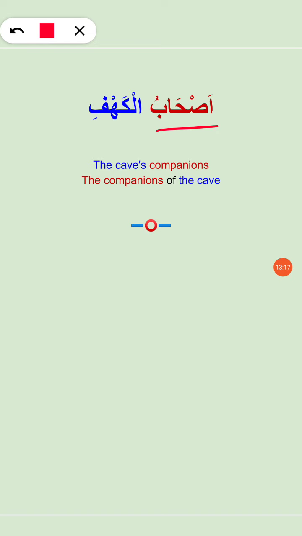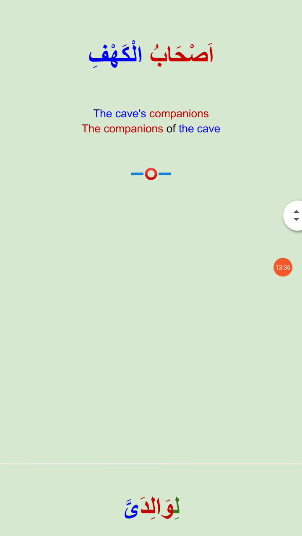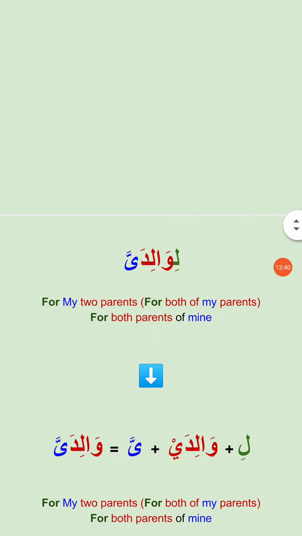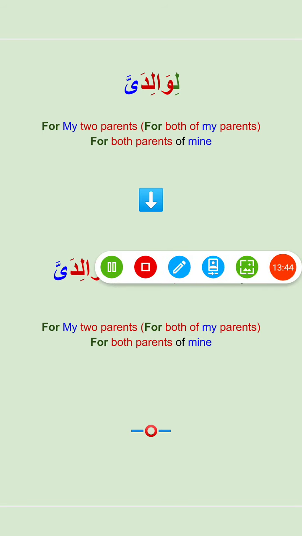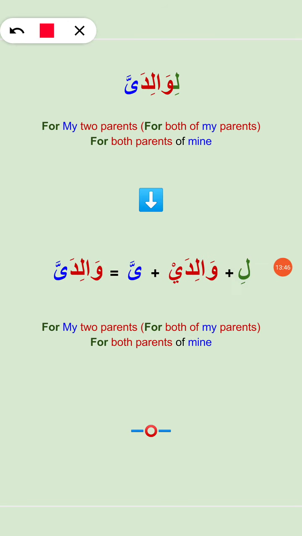Next, Ashabul Kahfi. Companions, the companions. And why the companions? Because the mudaf ilayh has al, therefore it's marfa. So since this is marfa, this mudaf also becomes marfa. And al-kahfi is the cave, so the cave's companions or the companions of the cave. I hope that now you can see where the invisible "of" or your apostrophe s is attaching. That's why I haven't written them in each of these examples.